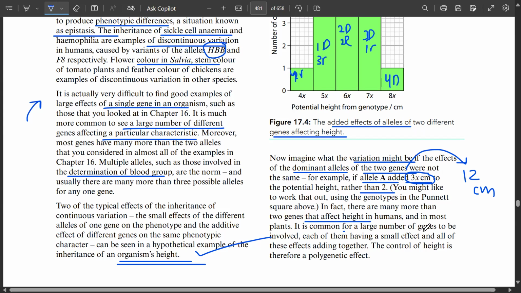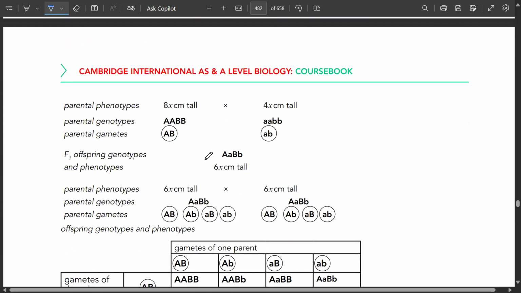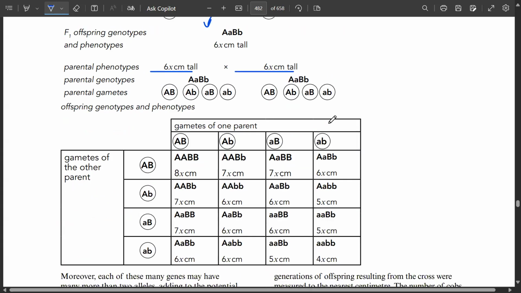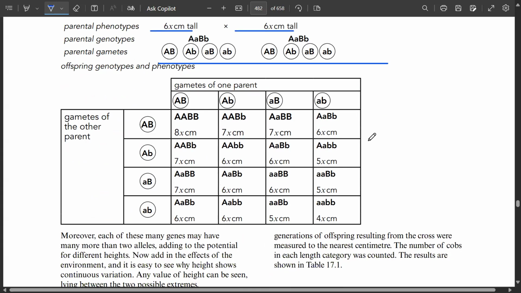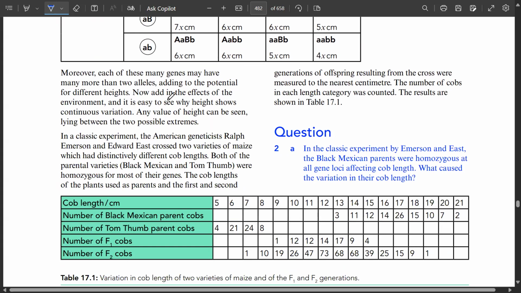It is also common for a large number of genes to be involved, each of them having a small effect and all of these effects adding together. The control of height is therefore a polygenic effect. Here you can see कि हमने किस तरह से when we crossed a 8 centimeter tall plant with a 4 centimeter tall plant, आपके पास ये F1 जनरेशन आ गई, और फिर हमने उसी F1 जनरेशन को जब इंटरब्रेड करवाया to produce an F2 generation, you can see that in a Punnett square as well कि आपके पास किसकी कितनी पॉसिबिलिटीज आ सकती है। Moreover, each of these many genes have many more than two alleles, adding to the potential for different heights.